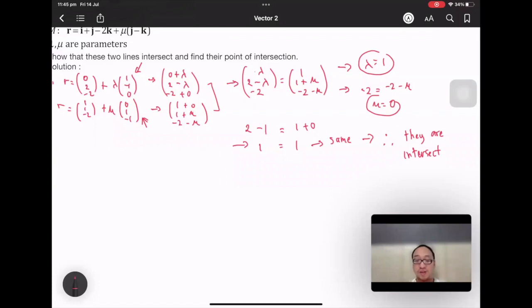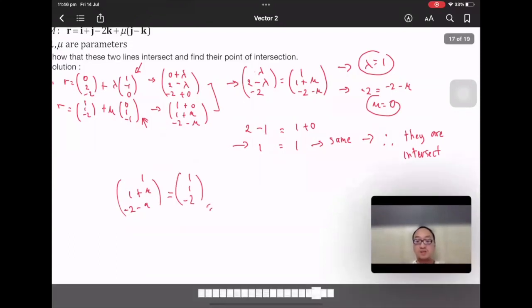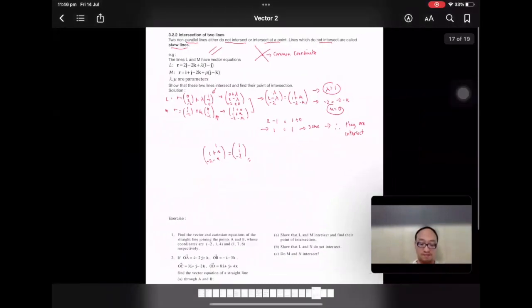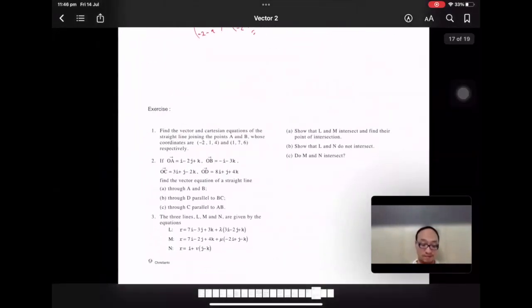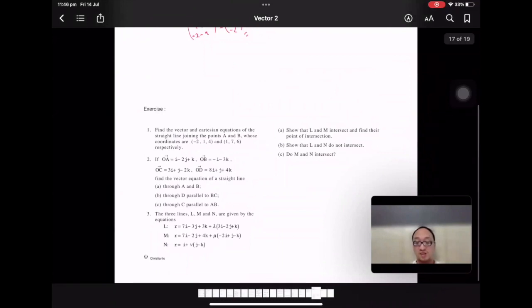And what is the intersection point? Just choose one of them. I choose the right one: (1, 1 plus mu, negative 2 minus mu). Putting mu as 0, it's (1, 1, negative 2). So this is the answer. This is the exercise. You can try it by yourself.